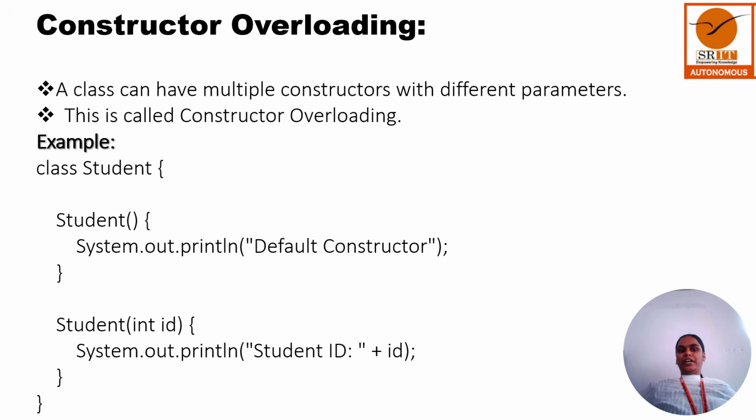Constructor overloading. A class can have multiple constructors with different parameters, which is called constructor overloading. The example shows what is constructor overloading. The Student class contains Student constructors with default parameters and with parameters.